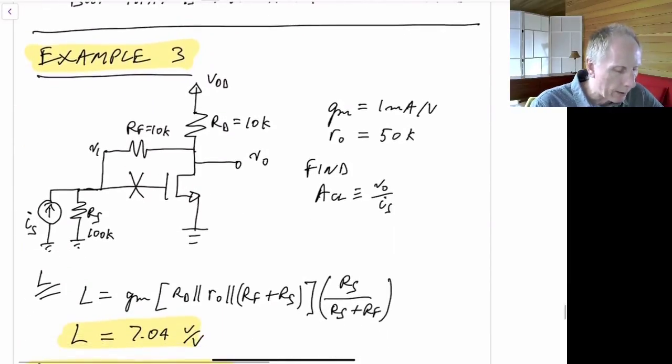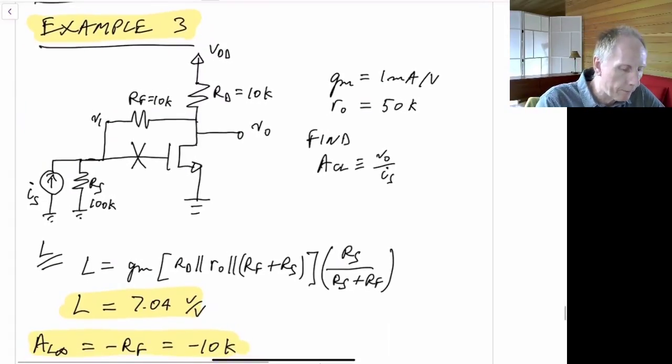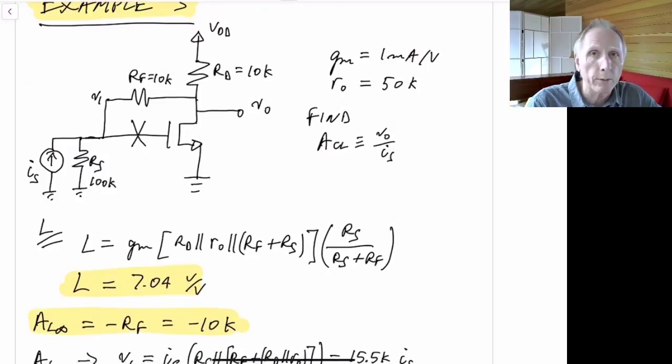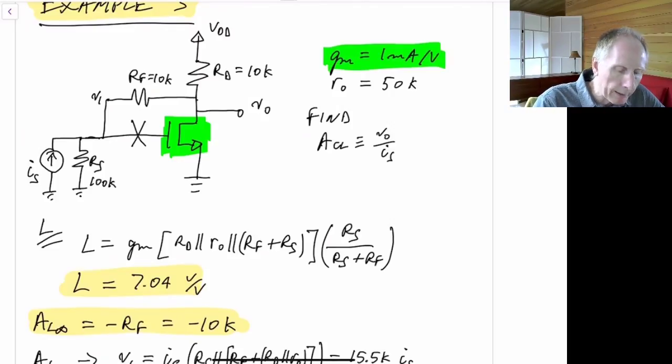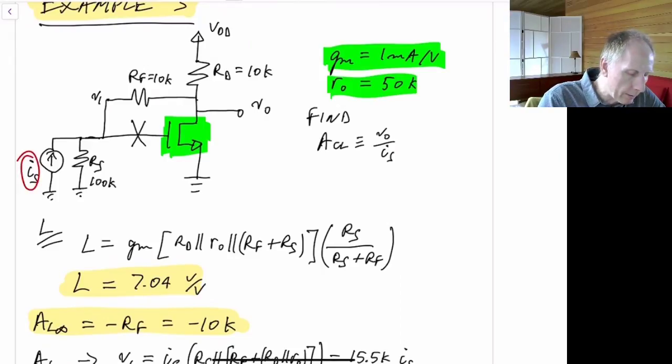So the final example I want to look at in this section is example 3. And we have a transistor circuit here rather than an op-amp now. In this case, we have an NMOS transistor. Actually, it's just a transistor, I won't give it a name in this case. It has a GM value of 1 milliamp per volt and an output impedance of 50 kilo ohms. We want to find the gain from IS to Vout.